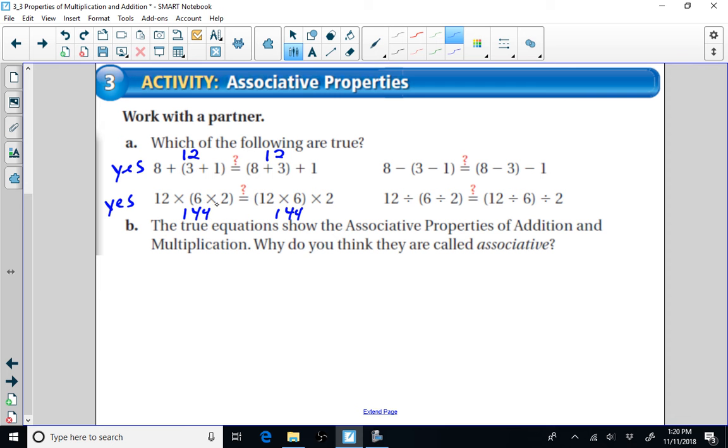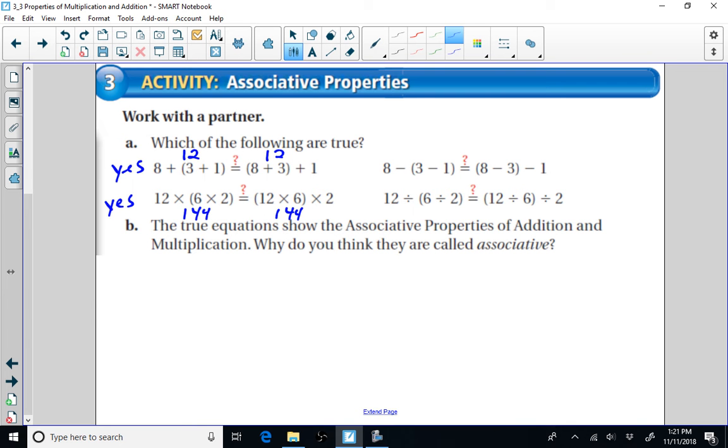Notice that the grouping changed in each example. In the first example, 3 and 1 were grouped together. In the second example, the 3 and the 1 were no longer grouped together. The 8 and the 3 were grouped together. We can change the grouping, but the equation still remains true with addition. The same can be said for multiplication. Notice that on the left side of the equation here, the 6 and the 2 are grouped together. On the right side of the equation, the 6 and the 2 are no longer grouped together. We have the 12 and the 6 grouped together, but the equation remains true.